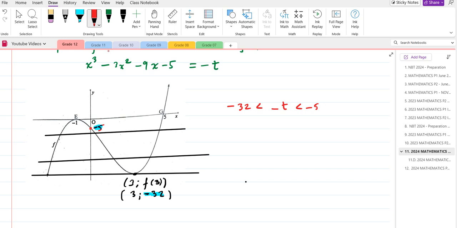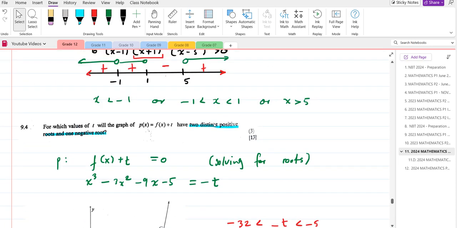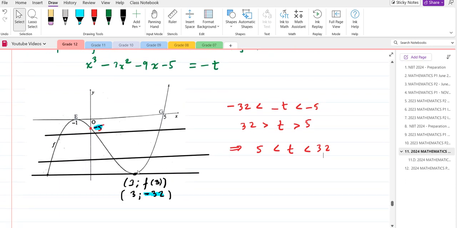Now we need to solve this. Multiply everything by a negative, so the inequality sign changes. So please write it in order. The t value needs to be between 5 and 32. So the value of t can be anything between 5 and 32. Now let me see if this answer is correct. If I'm getting 2 positive and 1 negative for any value between 5 and 32, 2 distinct positive roots and 1 negative root, right?